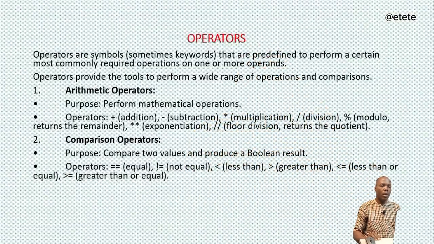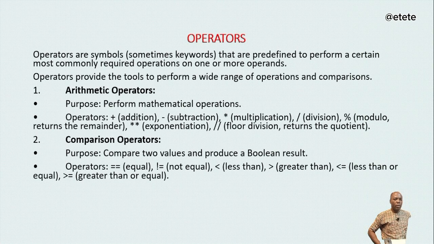So let's go into the concept of operators and see the different types of operators that we have and how we use them in writing our source code. Okay, so this is operators in Python. Operators are symbols, sometimes keywords, that are predefined to perform certain, most commonly required operations on one or more operands. So you have one or more operands. Now, operators provide the tools to perform a wide range of operations and comparisons.